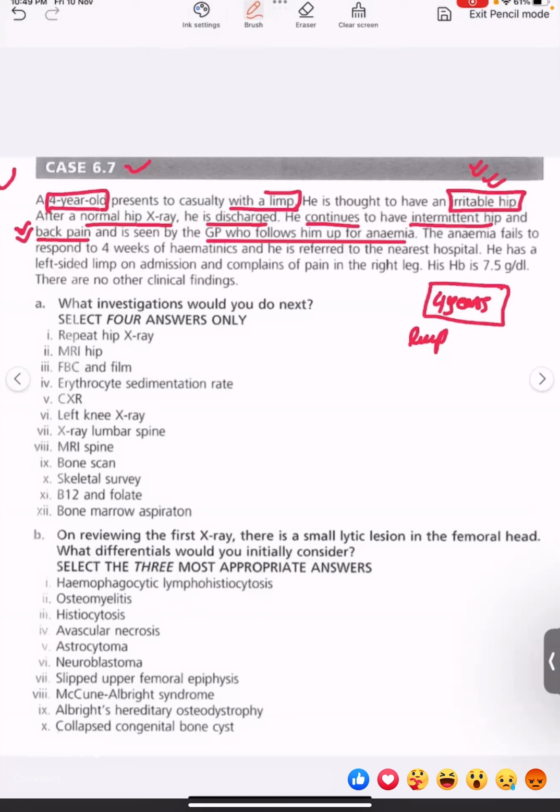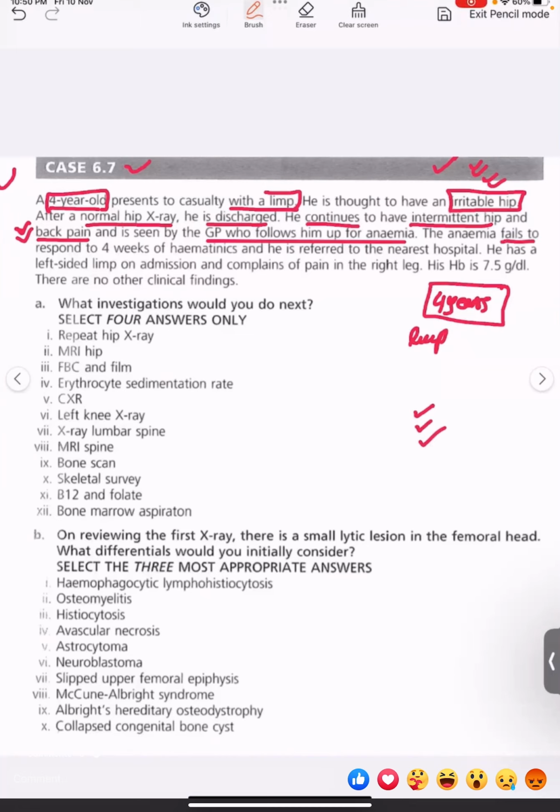Okay. So first this child came to me with the irritable hip. I discharged the patient, but this poor child is having intermittent hip pain and back pain. That is dangerous to me. And the GP follows him for the anemia. So findings are what? Back pain, that is very significant. Intermittent hip pain, that is significant. And anemia, that is significant.